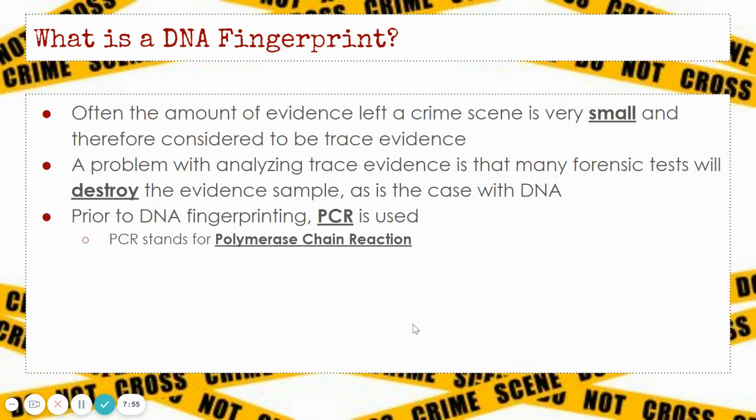Often the amount of evidence left at a crime scene is very, very small and therefore considered to be trace evidence. The problem with analyzing trace evidence is that many forensics tests are going to destroy the evidence sample, as is the case with DNA. When we run a DNA fingerprint, when we run it through a gel, that DNA cannot be extracted and used for any other tests. So before we do DNA fingerprinting, we do something called PCR. PCR stands for polymerase chain reaction.